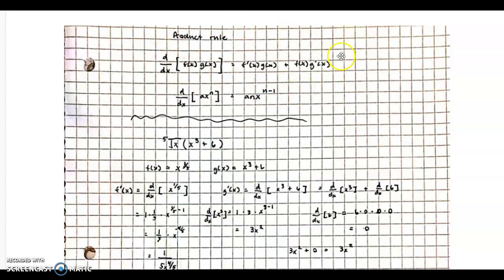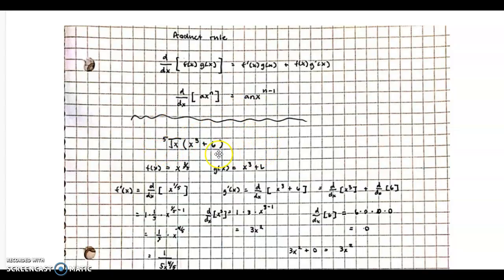So first you need to know what the product rule is, and what the product rule states is that the derivative of f of x times g of x is equal to just the derivative of f of x times just g of x plus f of x times the derivative of g of x. You also need to know how to find the derivative, and I have the equation here.